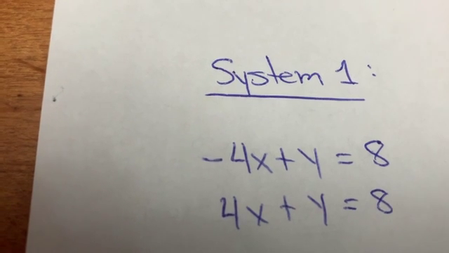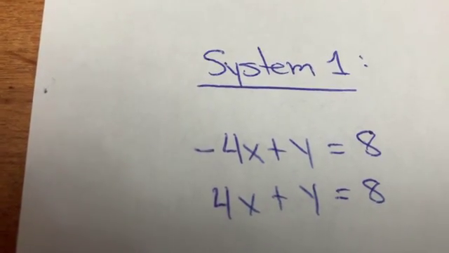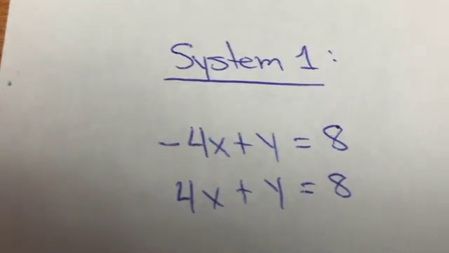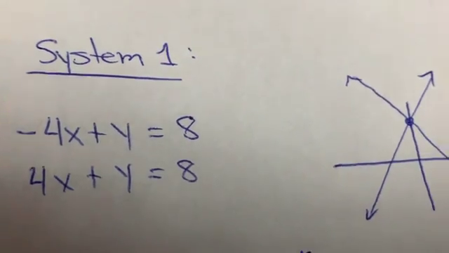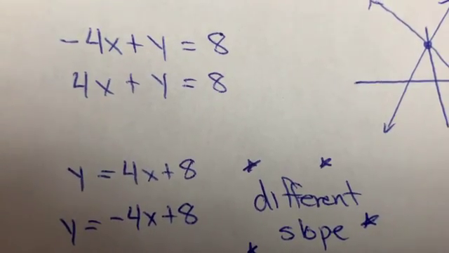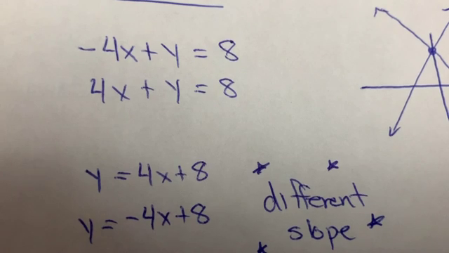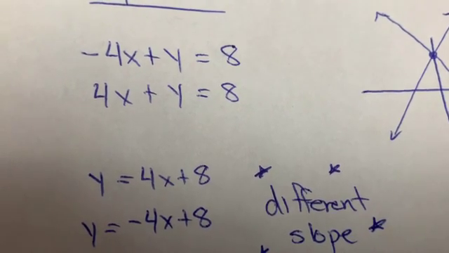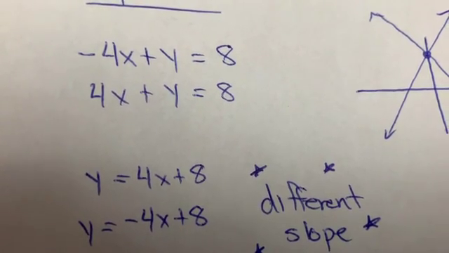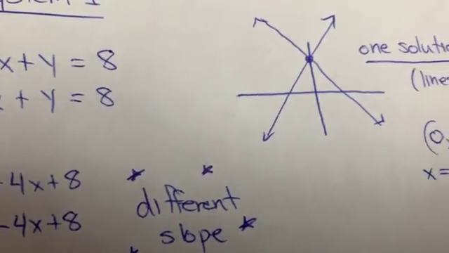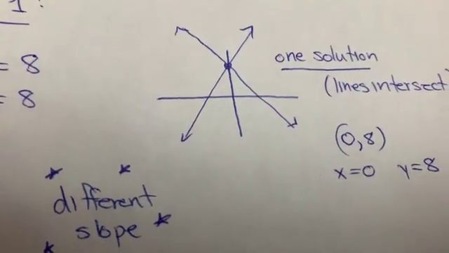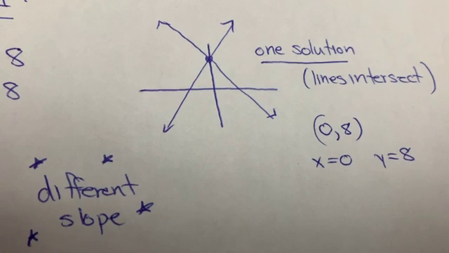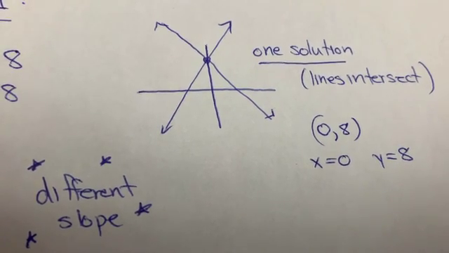Probably the easiest way to decide what kind of a system you have is to graph these lines. So to do that, I'd rearrange them just a little bit into a y equals. And you'll see that one of them is y equals 4x plus 8, and one of them is y equals negative 4x plus 8. The second you see that they have different slopes, you know immediately that you're going to have one solution. Two lines with different slopes must intersect somewhere, and they can only intersect in one place.